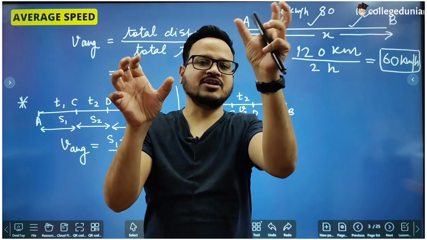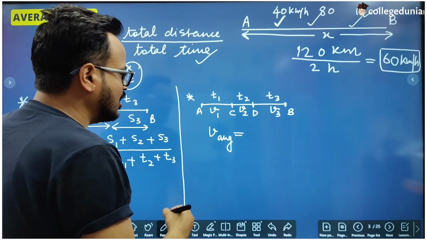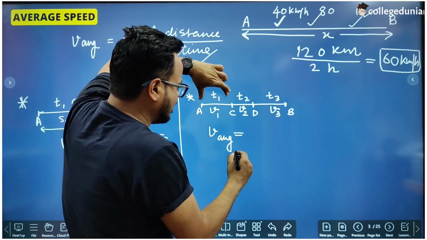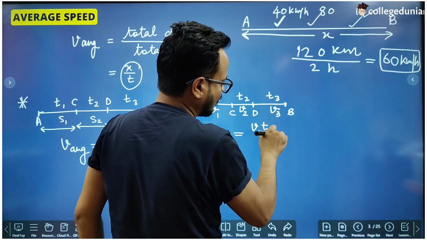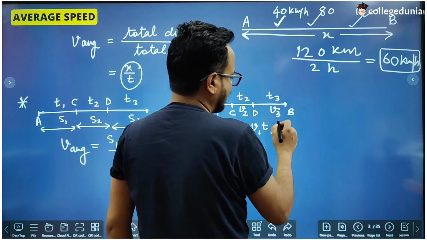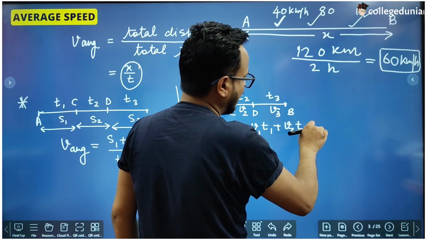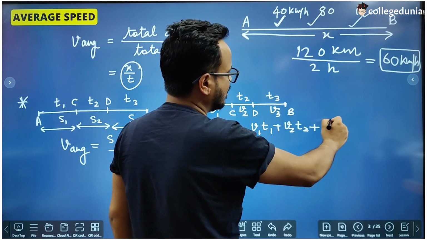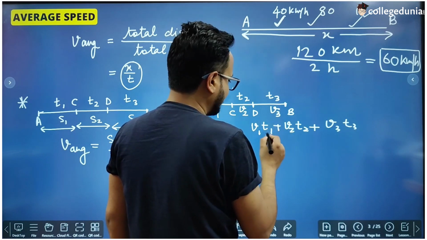Then what is the formula of distance? It is speed into time. So what is this distance AC? It is V1 T1. What is this distance CD? It is V2 T2. And what is this distance DB? It is V3 T3, right?